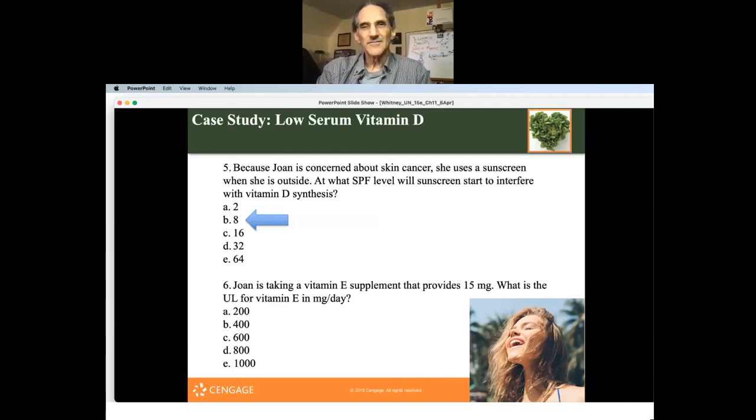So this was just part of this scenario. I'm not going to hold us all to remembering numbers. That's easy enough to look up. But it's fairly high. She's taking 15 milligrams. Its upper limit is up at 1,000. So it's good to be concerned to have that vitamin E potential as an antioxidant.